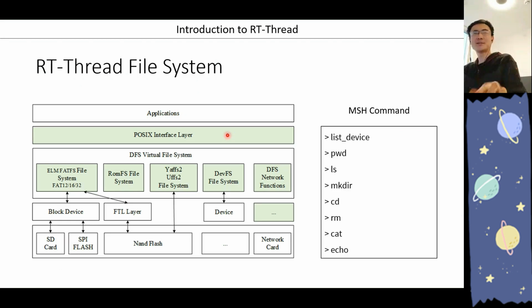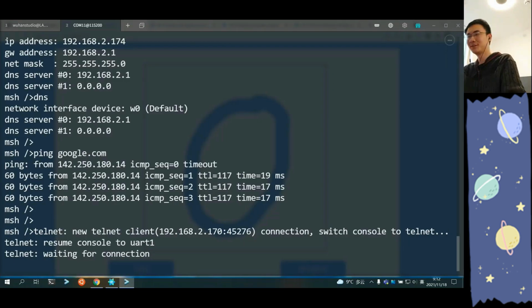Now let's take a look at the file system. We can read files from SD card, SPI flash, NAND flash, and even network card. RT-Thread supports all different kinds of file systems here. And similarly, here are several commands available in the terminal. If you are familiar with Linux, you should see something familiar here. So let's move on to the terminal.